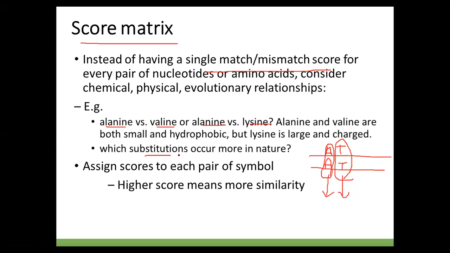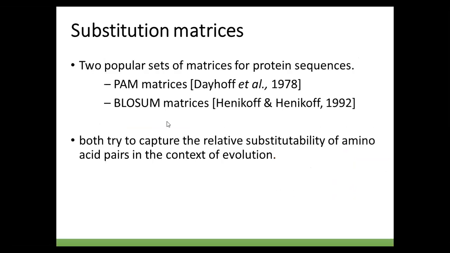Some substitutions occur more in nature. Some substitutions may occur frequently in nature, so those are also considered in this scoring matrix. So considering these chemical, physical, and evolutionary relationships, they have assigned scores to each pair of symbols. The higher the score, the higher the similarity.